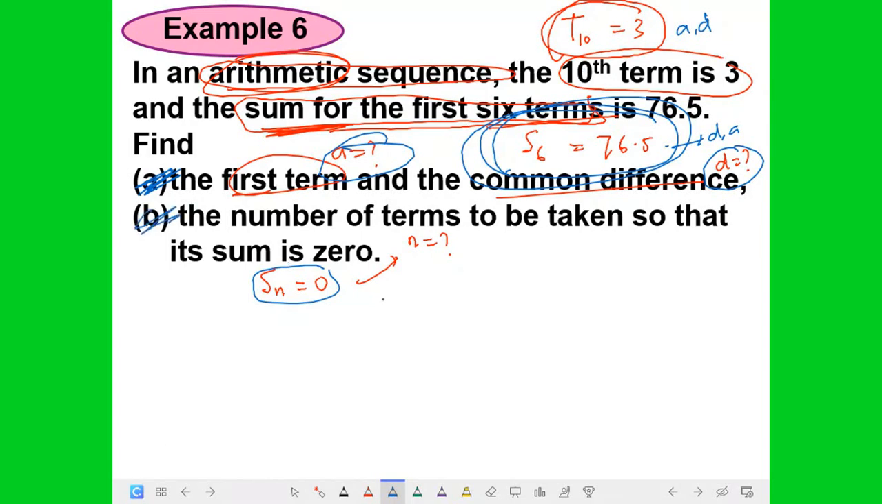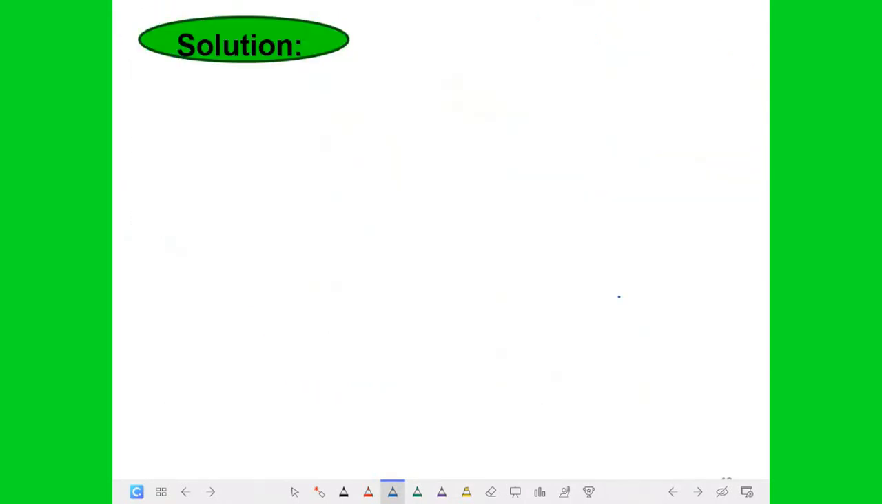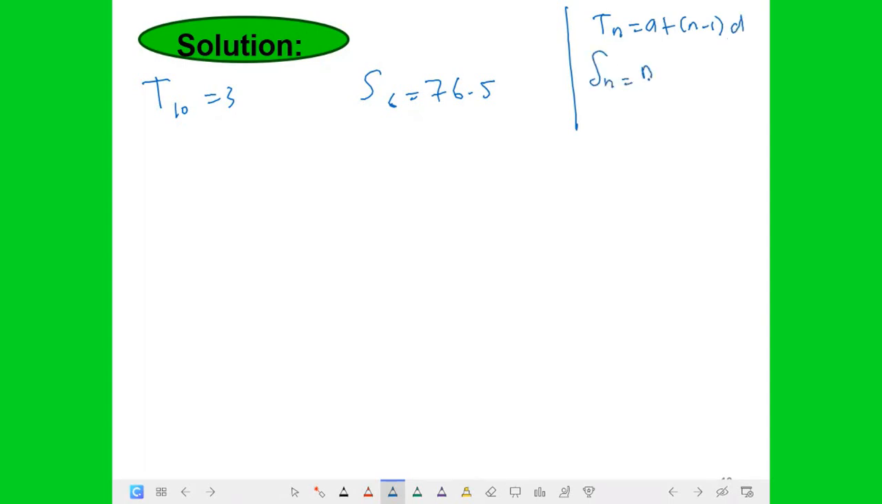Okay, we take T10 equals 3, S6 equals 76.5. T10 equals 3, S6 equals what? 76.5, right? Okay. We know the formula: Tn equals a plus n minus 1 d, and Sn equals n over 2 times 2a plus n minus 1 d. Remember. Okay.